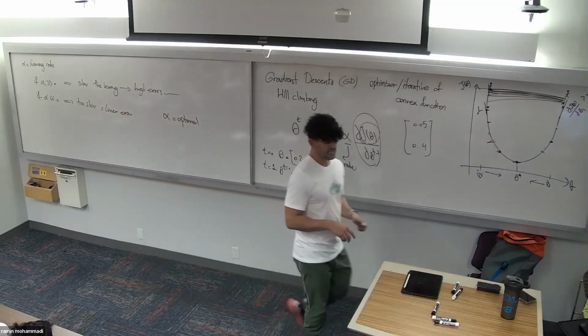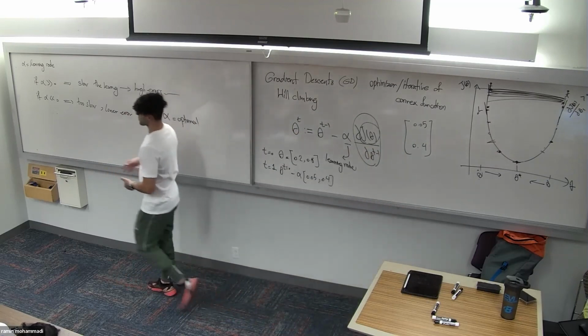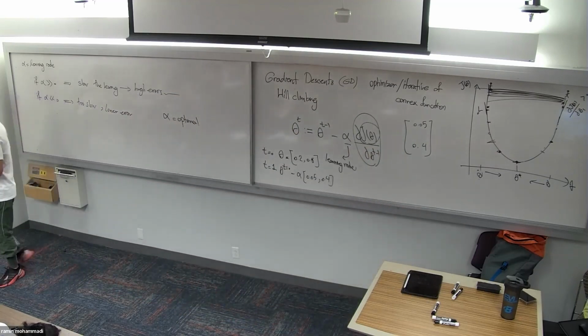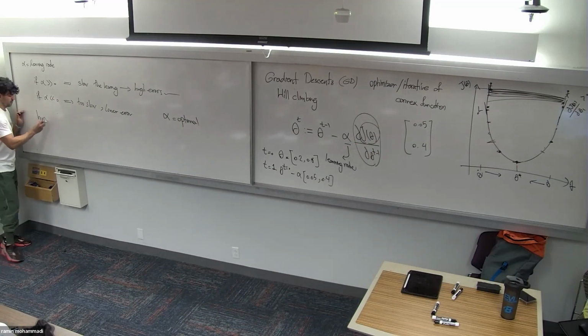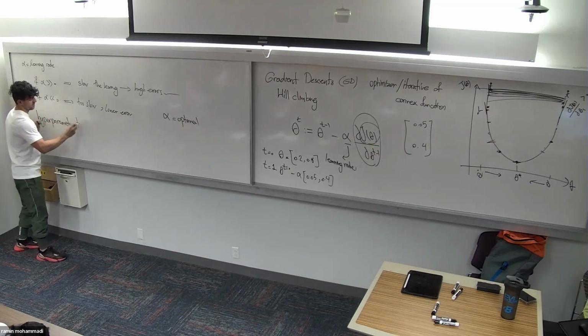Now, before we talk about alpha being optimal, let's talk about values of alpha. What are the common values for alpha? How could we decide on values of alpha? The whole idea behind it is called hyperparameter tuning.